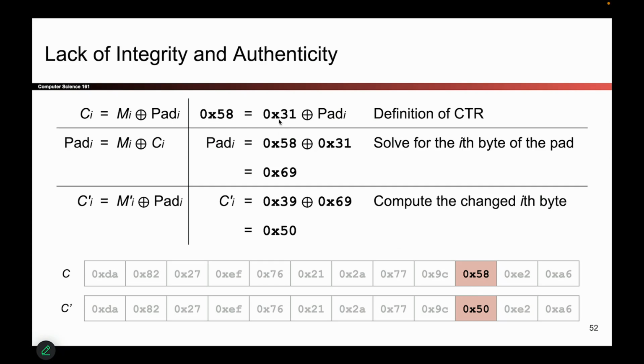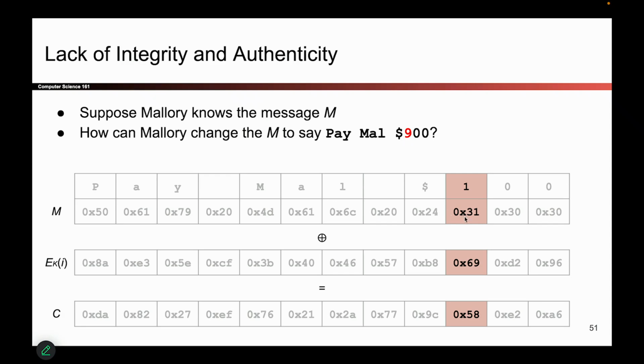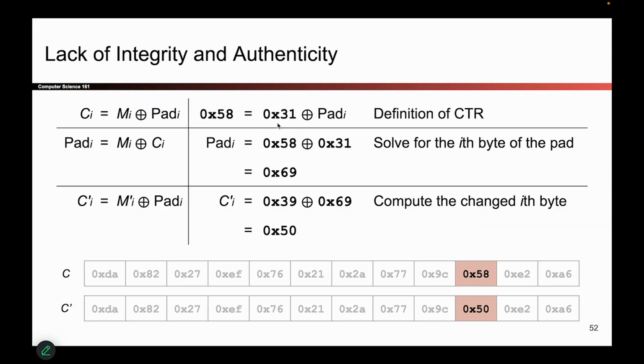We know the original message said 3-1. Remember, our threat model assumes that Mallory knows the original message. So she knows that the original message said 3-1. So all she has to do is solve for this unknown pad. So she can do that. This is an equation with a single unknown variable. We can XOR both sides, and we get that the pad is equal to these two numbers XORed together, which just so happens to be 69.